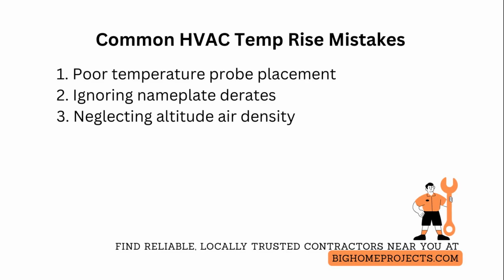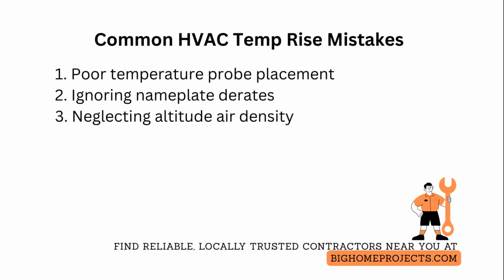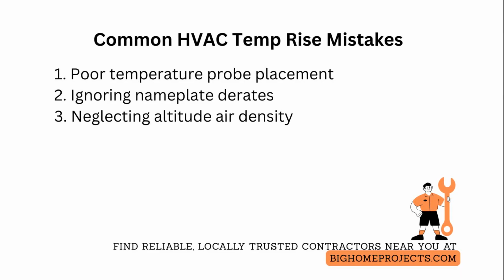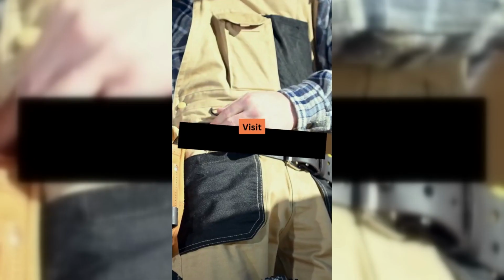Third frequent problem is ignoring altitude and air density variations, which skews conversions from temperature rise to CFM. Fix by adjusting the density constant from 0.068 pounds per cubic foot to a corrected value using local altitude tables or quick density calculators before finalizing airflow numbers.